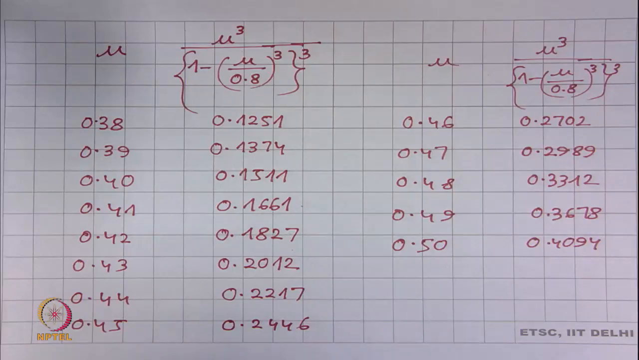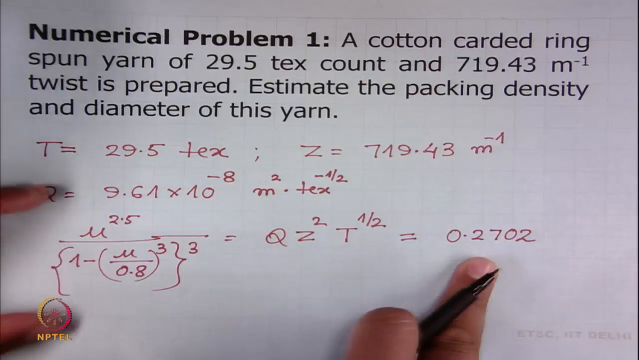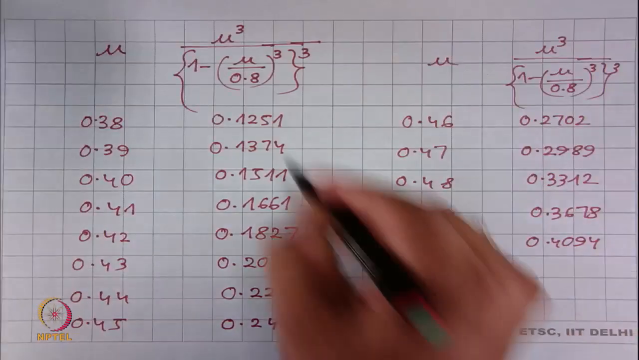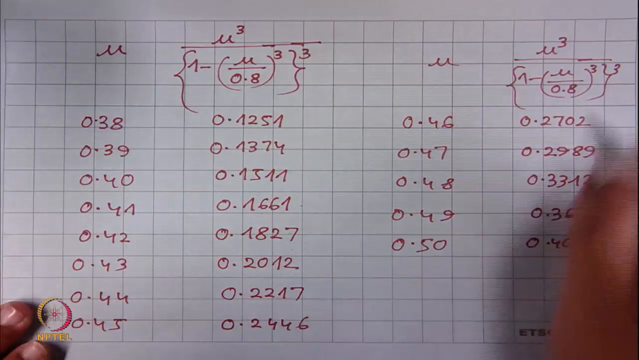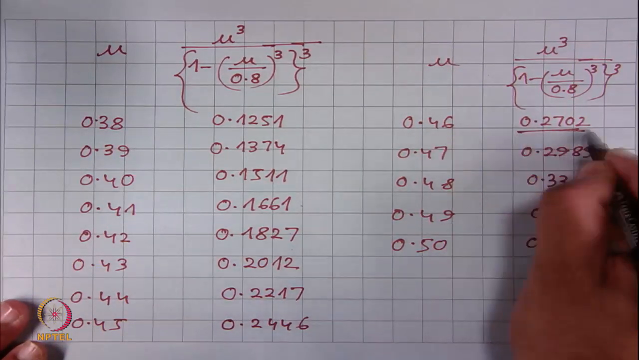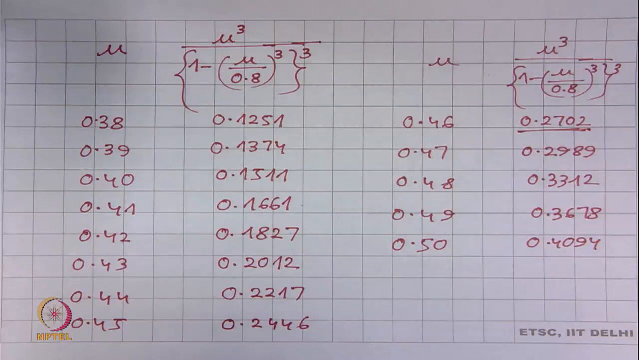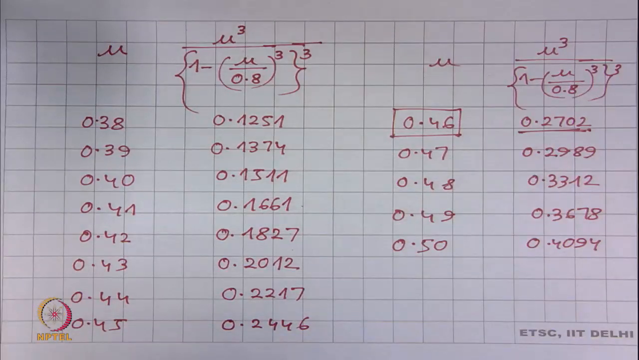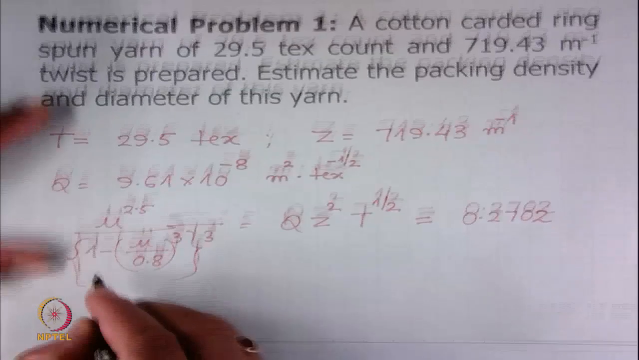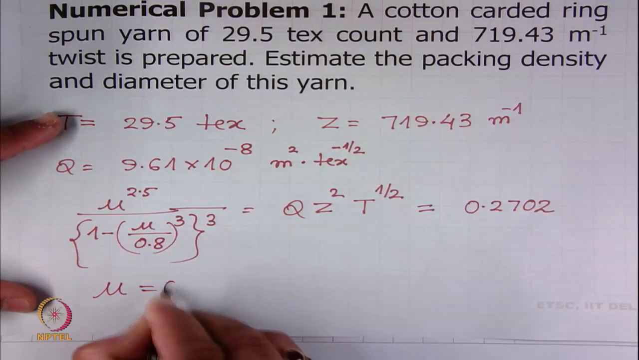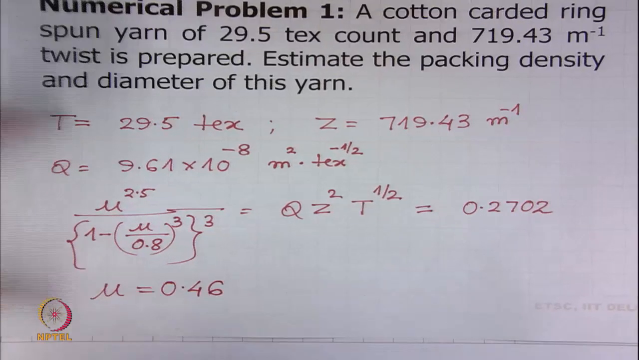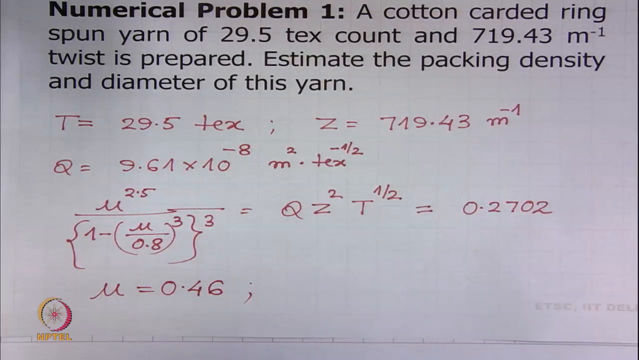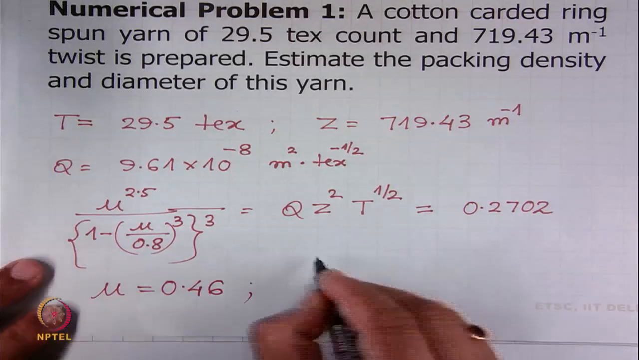Now, what was the value? 0.2702. So, this is the value 0.2702. You will find out where this 0.2702 comes. Here you see, 0.2702 has come. What is the corresponding mu? Corresponding mu is 0.46. So, you come back to this chart and write mu is 0.46. So, you find out the packing density, right? Clear?